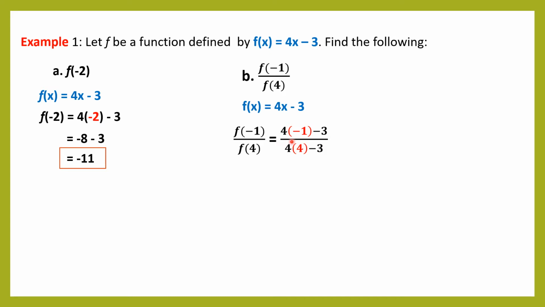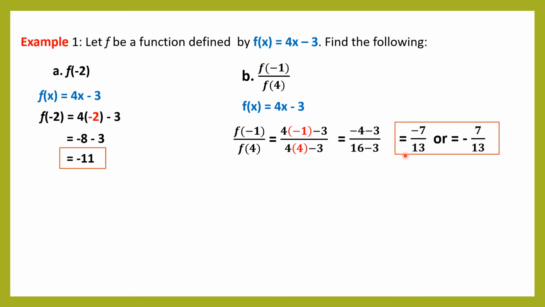Then, simplify natin yung 4 times negative 1. So, we'll have here negative 4 and just copy minus 3. Then, 4 times 4 is 16. Just copy minus 3. Then let us simplify it further. Negative 4 minus 3 is negative 7. Then 16 minus 3 is 13. Or we can write this as negative 7 over 13.